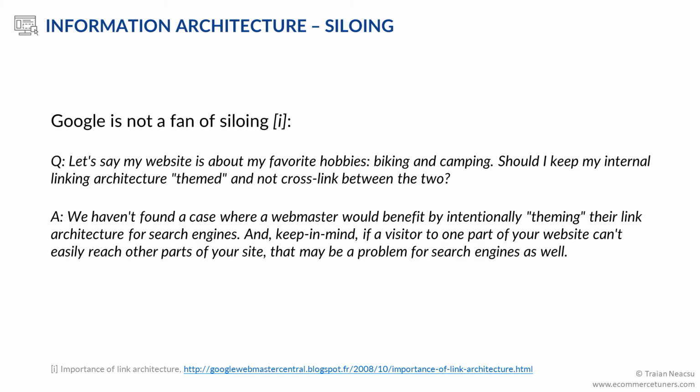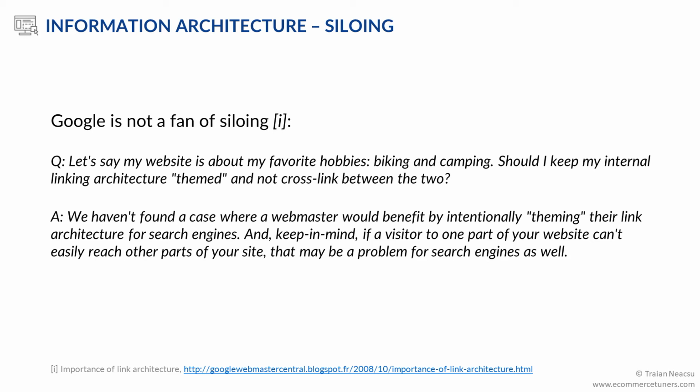Here's what Google has to say about the subject of theming an internal architecture in a post on their official blog. "Let's say my website is about my favorite hobbies, biking and camping. Should I keep my internal linking architecture themed and not cross-link between the two?" Answer: "We haven't found a case where a webmaster would benefit by intentionally theming their linking architecture for search engines. And keep in mind, if a visitor to one part of your website can't easily reach other parts of your website, that may be a problem for search engines as well." This is a reminder not to take siloing to extreme.